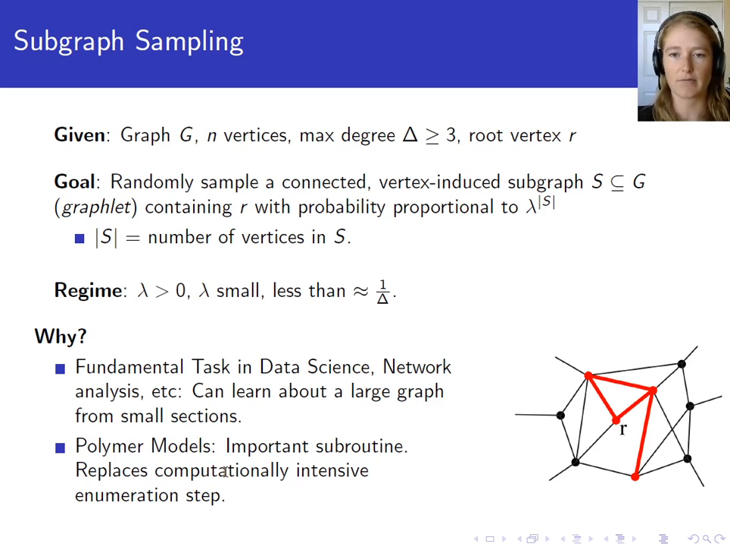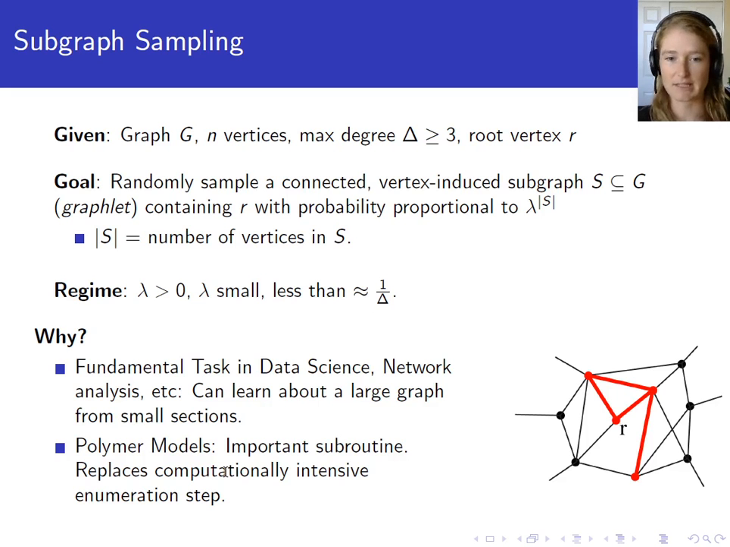And we want every subgraph S, with a certain number of vertices, to come up with probability proportional to some parameter lambda raised to the number of vertices. So the regime we're going to be considering is when lambda is small. It's some small positive number, less than, say, about 1 over delta, which means that we want smaller subgraphs to come up with much higher probability and larger subgraphs to come up with much smaller probability. When the number of vertices is large, the probability with which we want that subgraph to come up as our sample is going to be very small.